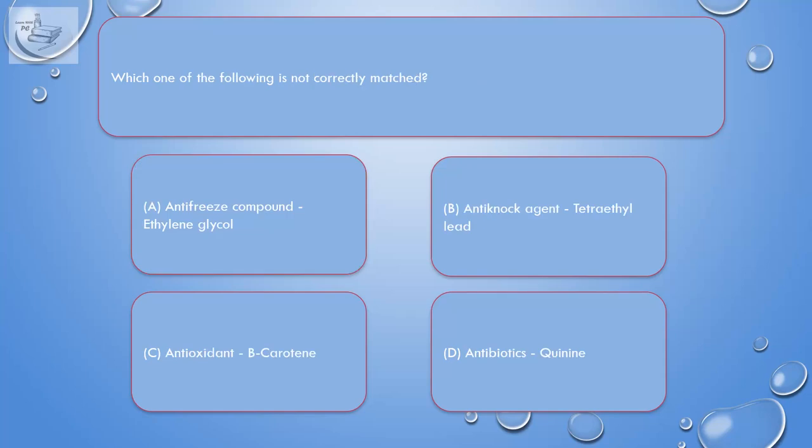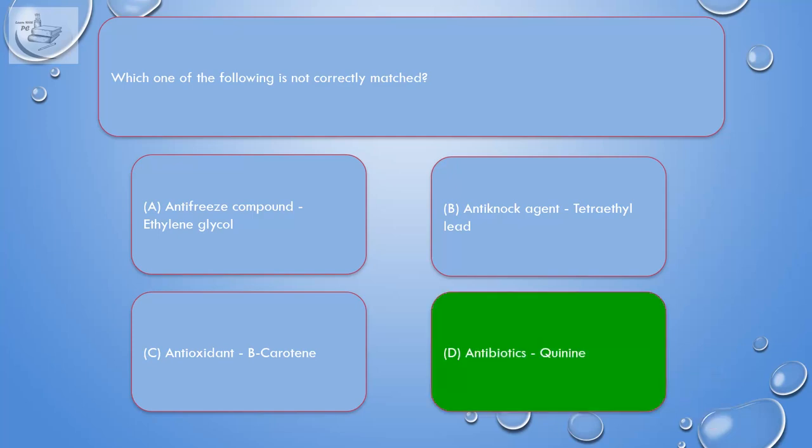Question: Which one of the following is not correctly matched? A. Antifreeze compound, ethylene glycol. B. Anti-knock agent, tetraethyl lead. C. Antioxidant, B-carotene. D. Antibiotics, quinine. Correct answer is D. Antibiotics, quinine.